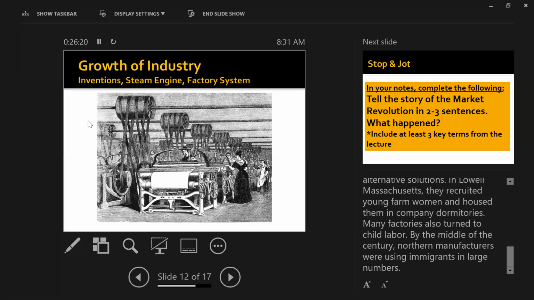And second, in places like Lowell, Massachusetts, Lowell is spelled Lowell. In places like Lowell, Massachusetts, they started to recruit young women from outside the city and then housed them in company dorms. And this is where the term Lowell girl comes from when you refer to a young woman who's working.